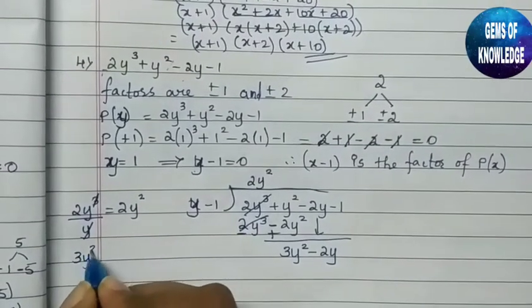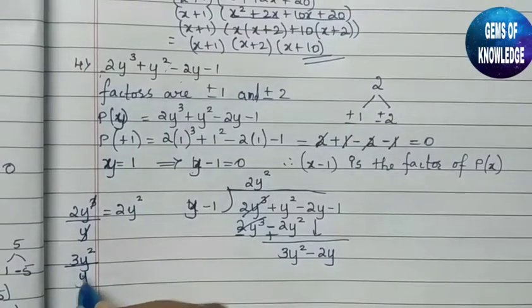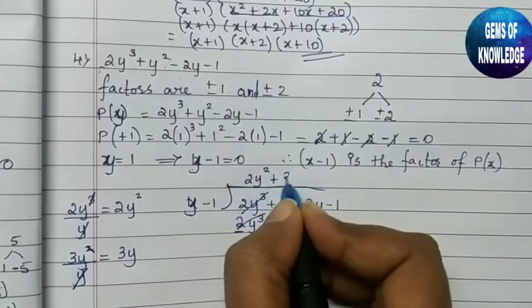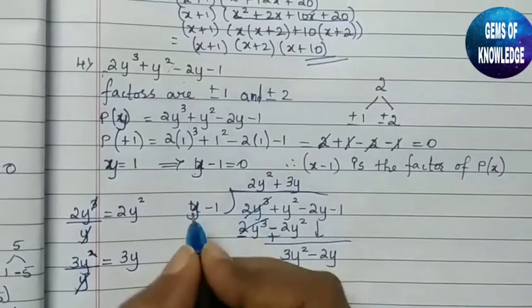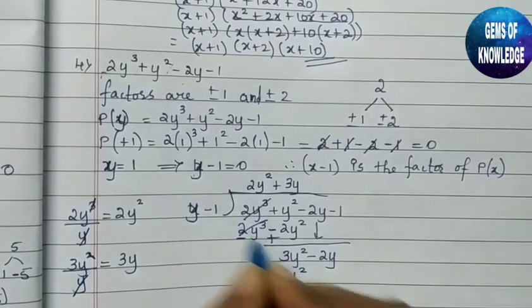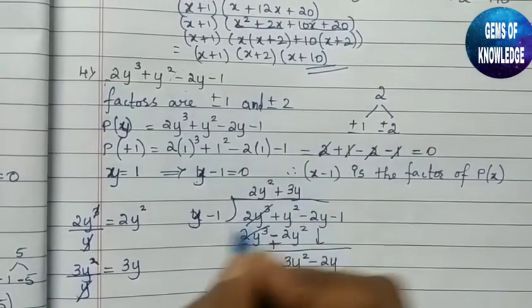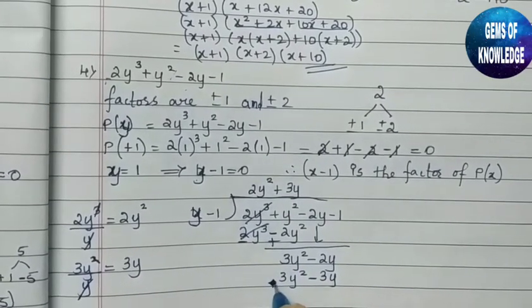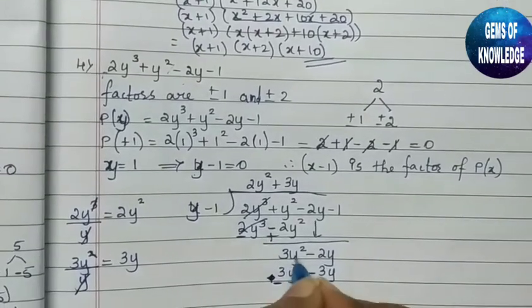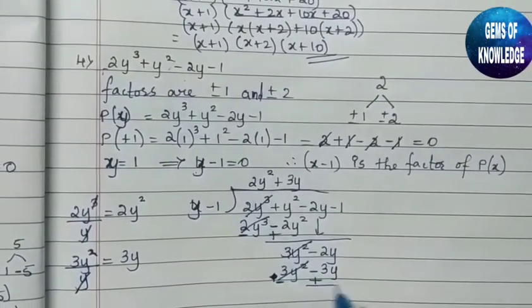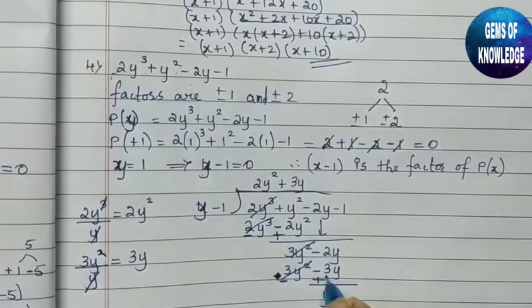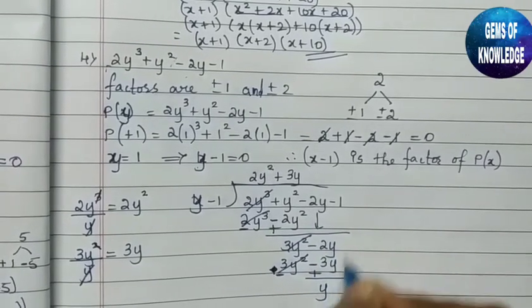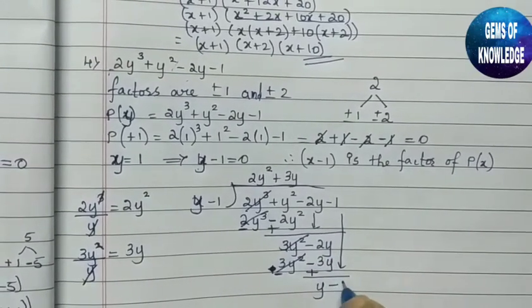Again, 3y square must be divided by this y again. So this one and this one is cancelled. So we are left with 3y. So plus 3y. So plus 3y into y again, that is 3y square. Then this minus 3y into 1 is 3y. So again the sign changes. Here it was plus, it will become minus, and here it will become plus. So this one and this one is cancelled. What is left here? y is left, because plus 3y and minus 2y, plus 3 minus 2 is 1y. Okay, and this minus 1 will be taken here.